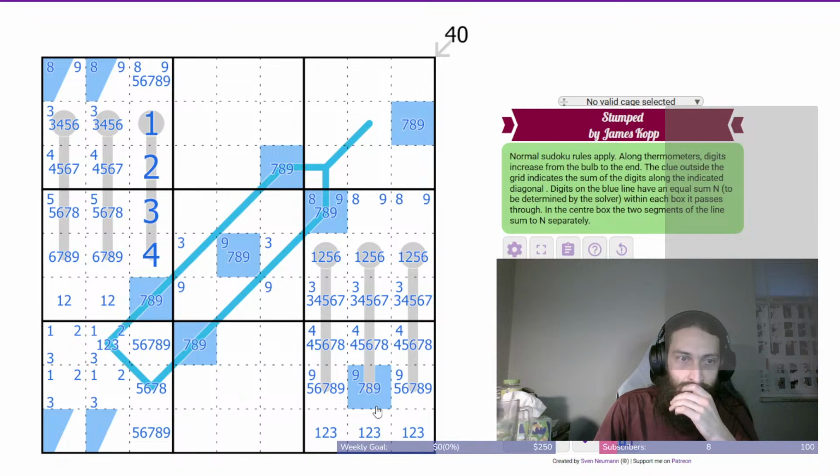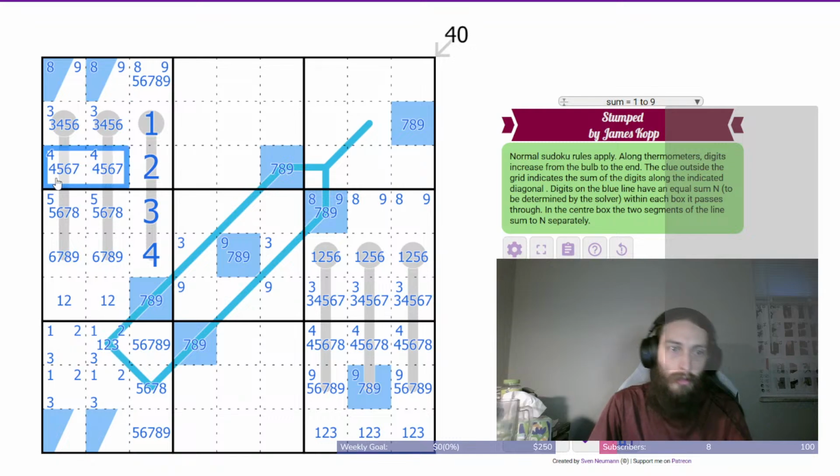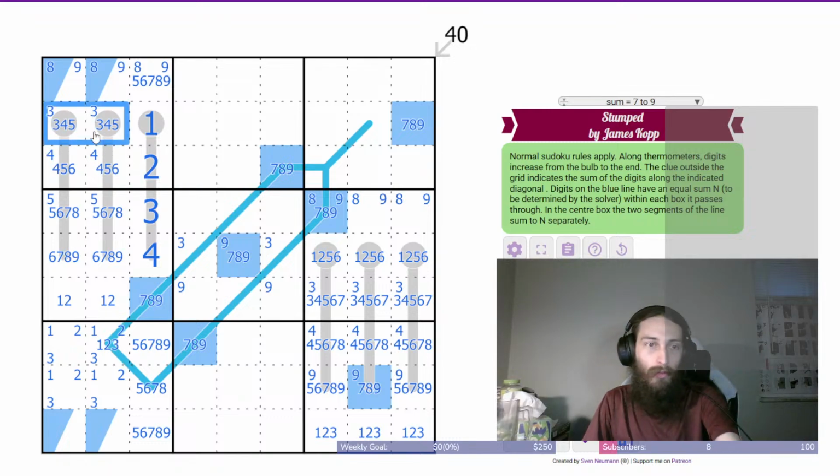I always flipped thermos that way. It is going to rule a 7 out of here, though, because you can't put a 7, 8, 9 in this column. Otherwise, it would rule it out of the 2 blue cells possible in this column. Which also removes a 6 from the bulb.